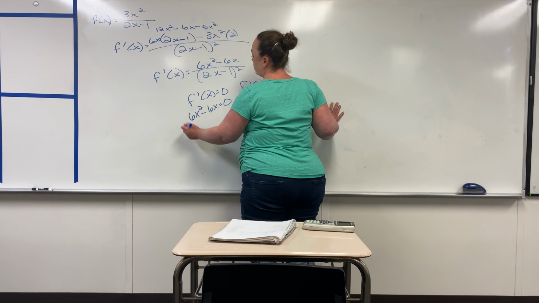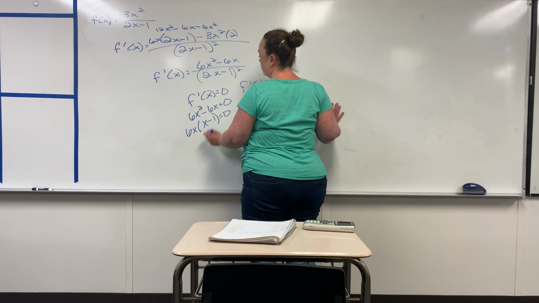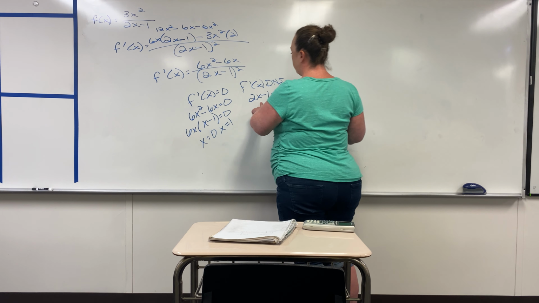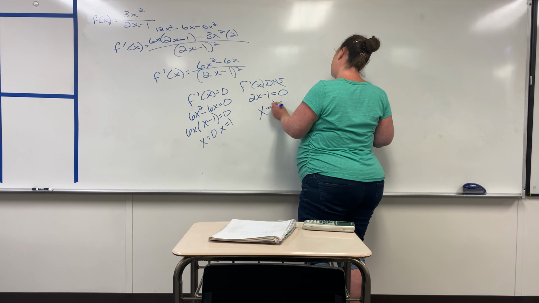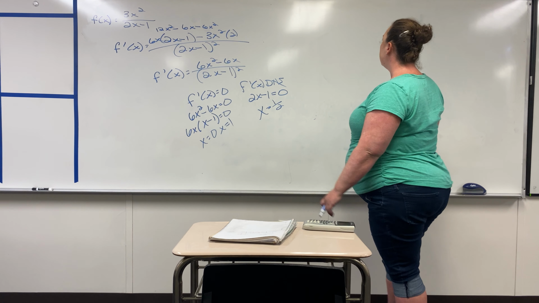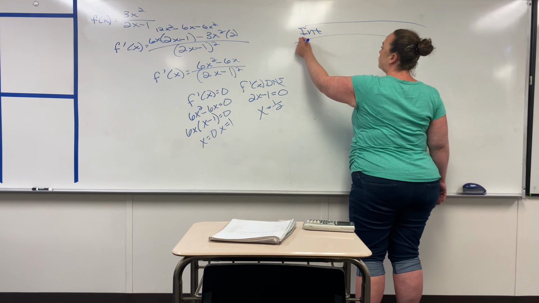Here you'll factor out your 6x. So then x is 0, and x is 1. Here you will solve for x. x is a half. So that means that you have 3 critical points, so you're going to end up with 4 intervals.